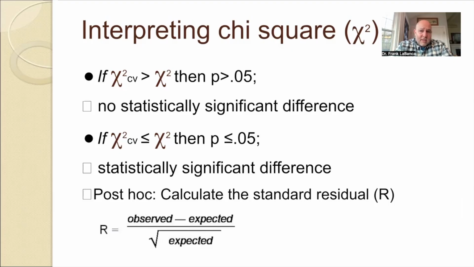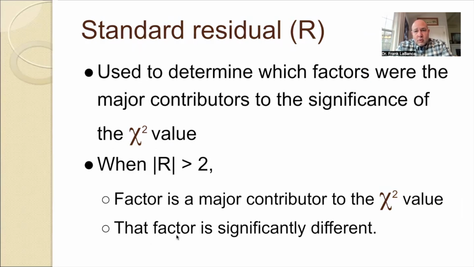So if you find a statistically significant difference, you have to calculate standardized residuals. The residuals formula is slightly different: it's observed minus expected, divided by the square root of expected. And interpreting the residuals, basically you're looking for a value greater than the absolute value of 2, so it's less than -2 or greater than +2. That's the major factor that contributes to it. That's the post-hoc analysis.